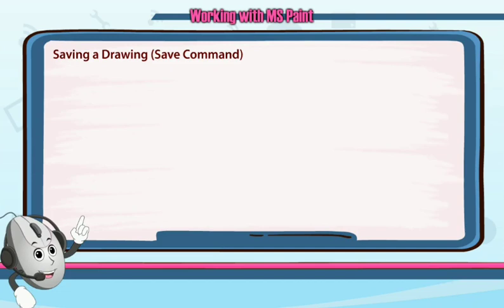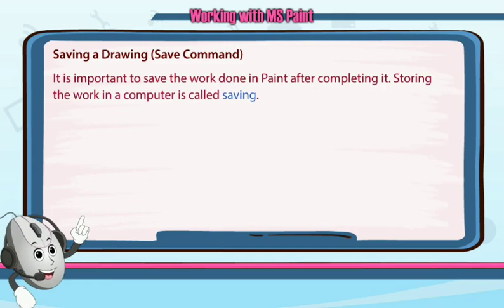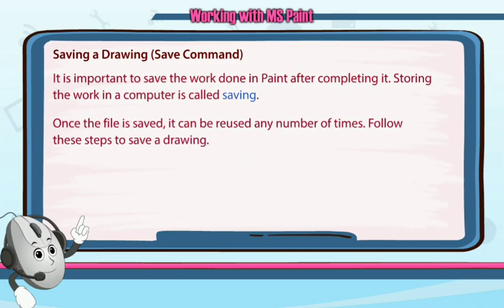Now let's learn to save drawing. Save command. It is called save command. It is important to save the work done in a paint after completion. Storing the work in a computer is called saving. Once we save our work, so next time we can reuse. Reuse means we can open it and we can make changes with it. Once file is saved, it can be reused any number of time.